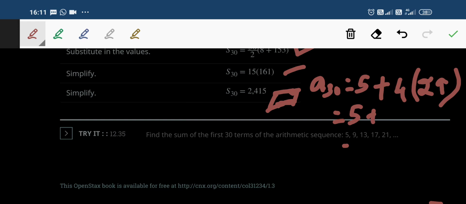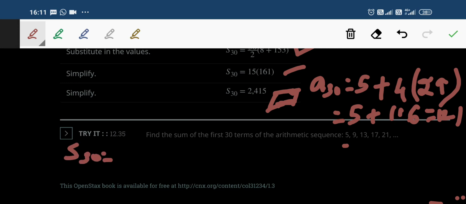5 plus 29 times 4 is how much? 29 times 4 is 116. So 5 plus 116 is 121. Right. So what is the sum of first 30 terms?